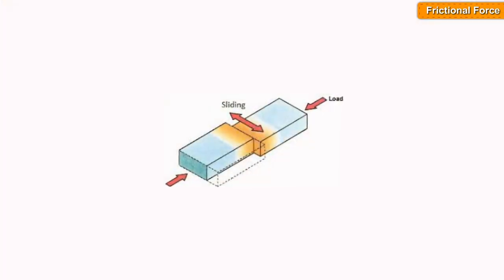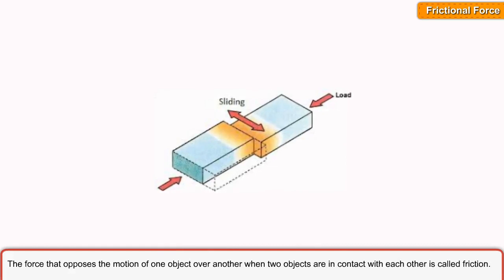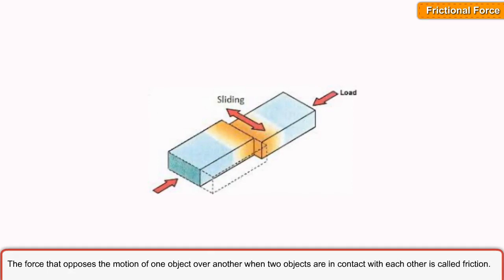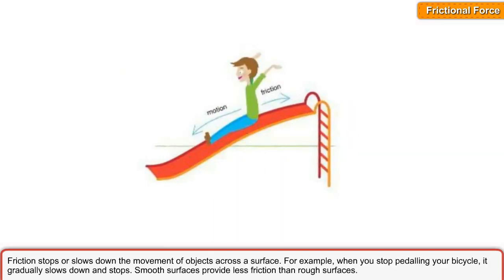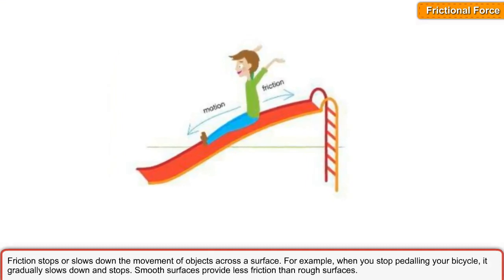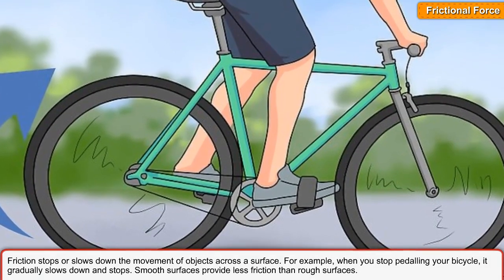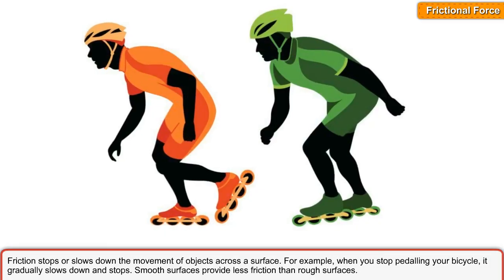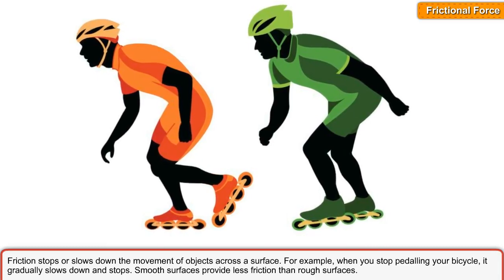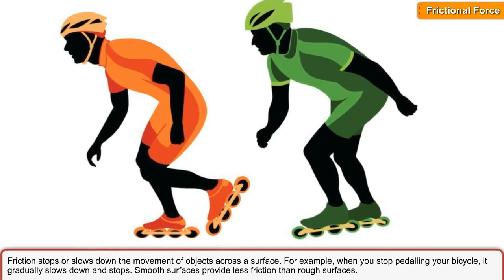Frictional force. The force that opposes the motion of one object over another when two objects are in contact with each other is called friction. Friction stops or slows down the movement of objects across a surface. For example, when you stop pedaling your bicycle, it gradually slows down and stops. Smooth surfaces provide less friction than rough surfaces.